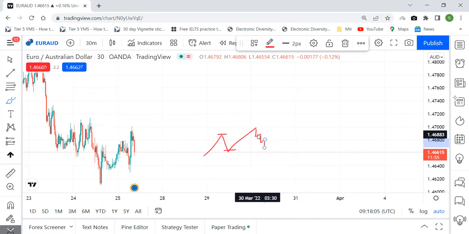Some people say, "Oh no, we're in the downtrend. Here is my support, up there is my resistance." So here is my support, there is my resistance. So many people will be looking at this area as their support and resistance.